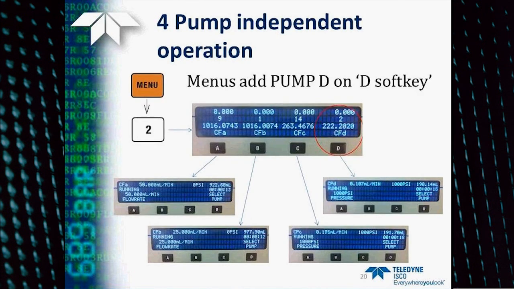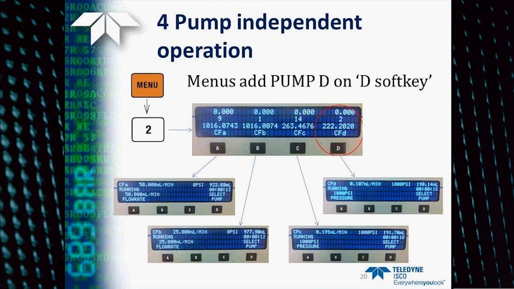So let's take a little more look at how the menus and the programming of the pump is controlled. First of all, if you use the menu and number 2 keys, you can get to a display that shows you the 4 different pumps. And now with the 4th pump added, you'll see to the right-hand side it now says pump D is listed. In this particular case, it's in flow mode, flow programming. But you can then use the A, B, C, and D soft keys to go to a specific pump to enter the parameters for it.